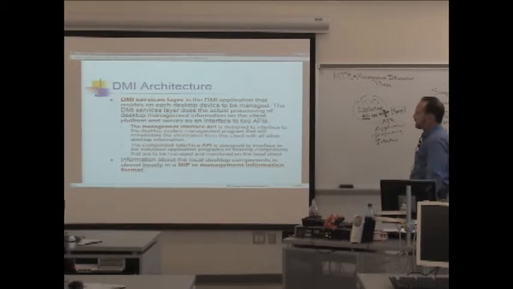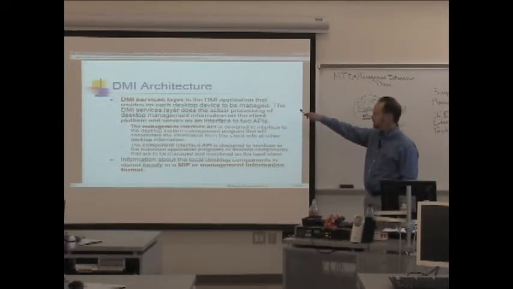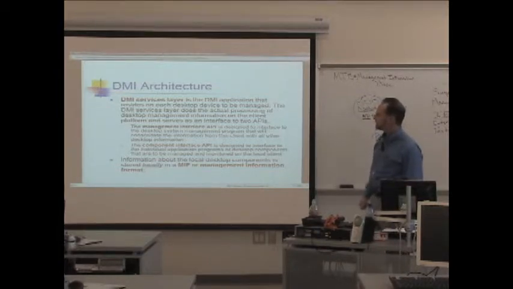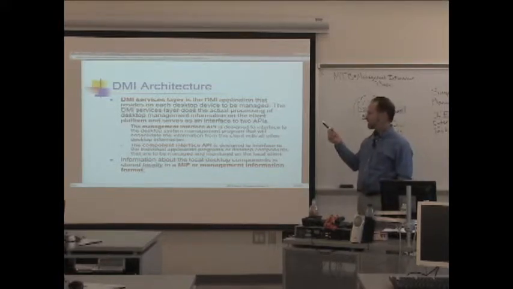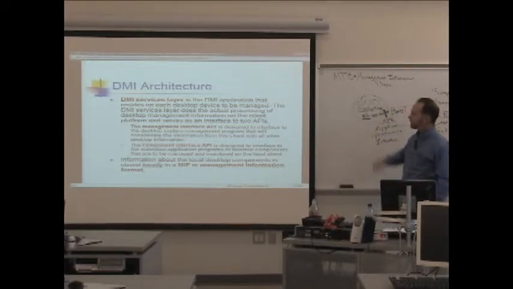So the DMI architecture consists of the service layer. This is the actual DMI application that resides on each of the desktop devices that are going to be managed. The DMI service layer does the actual processing of the desktop management information on the clients. So again, we're talking about something like the AMS or the MIBs.